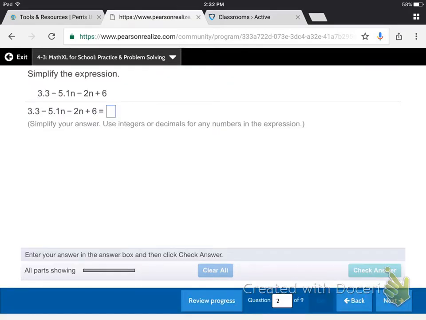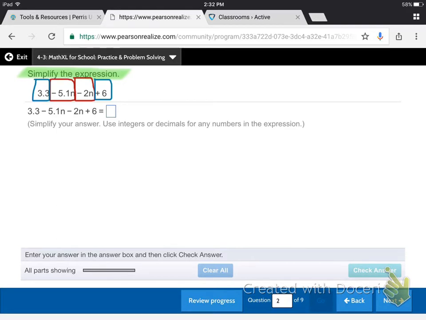Okay, here's another problem asking us the same thing, to simplify the expression. So let's look for our like terms. Well, we have one right here, negative 5.1n, and we have another one right here, negative 2n. See, they both go together because they have the same variable, n. And we also have positive 6, I'm doing a different color, and positive 3.3. Can you see that? So let's work on adding these together.